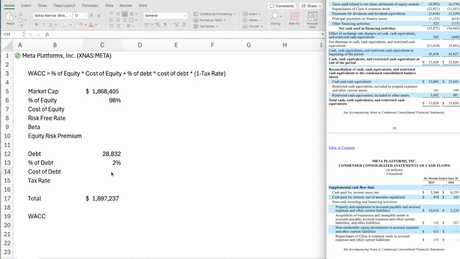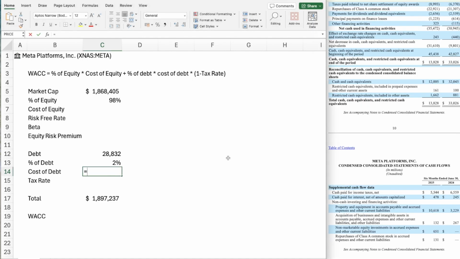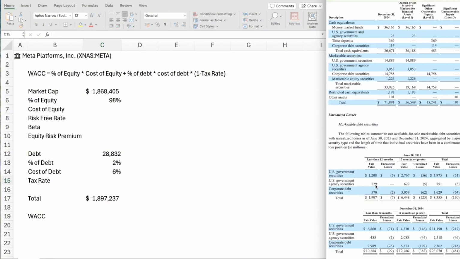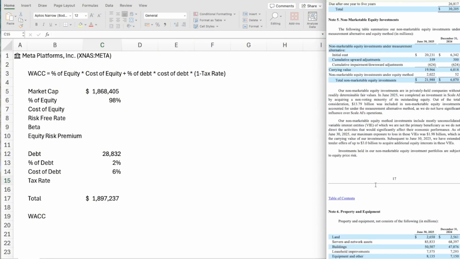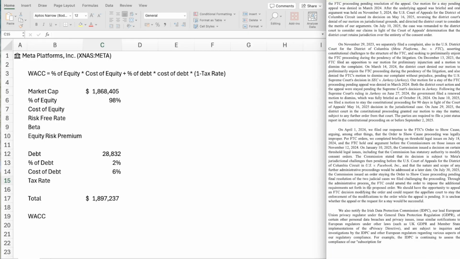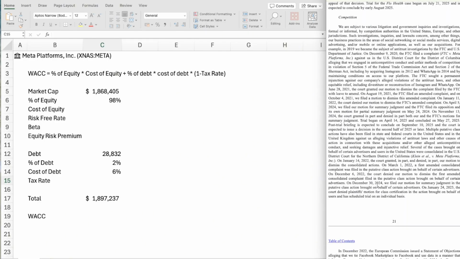919 multiplied by 2, multiplied by 2 divided by the total debt. So let's see, it is about 6%, and they should have the tax rate on here somewhere as well, the effective tax rate. And once we have that, we're good to start on the cost of equity.